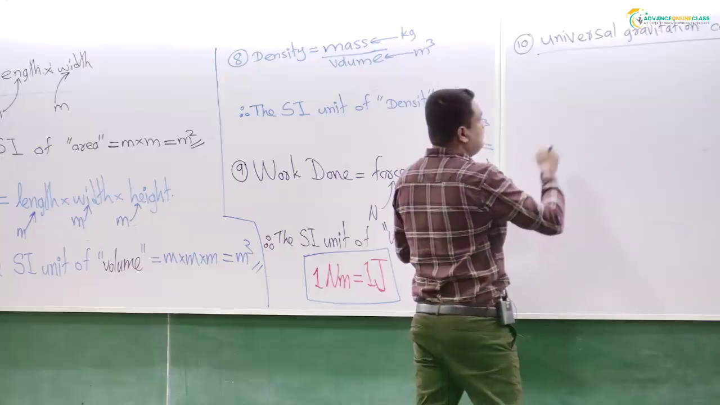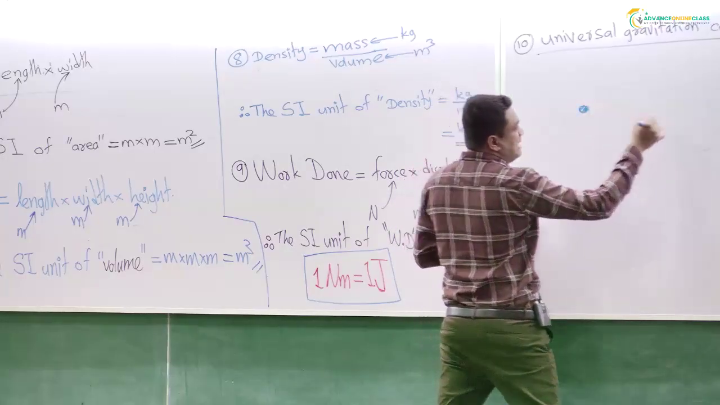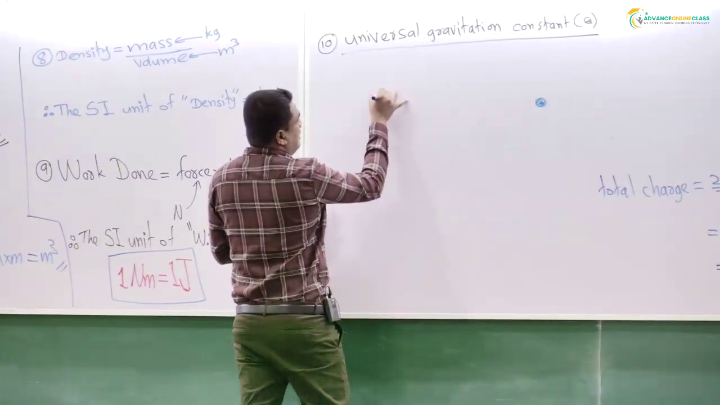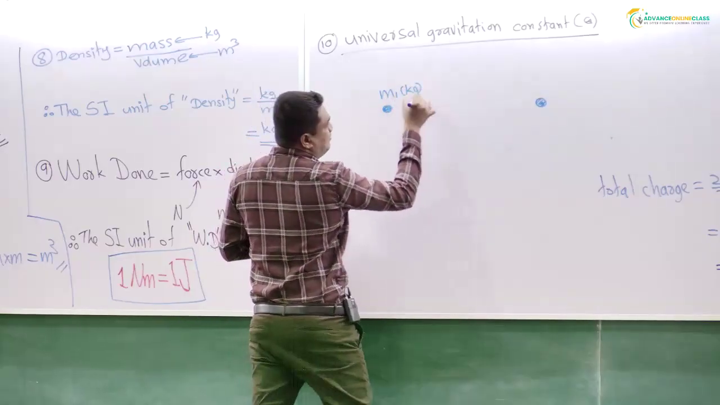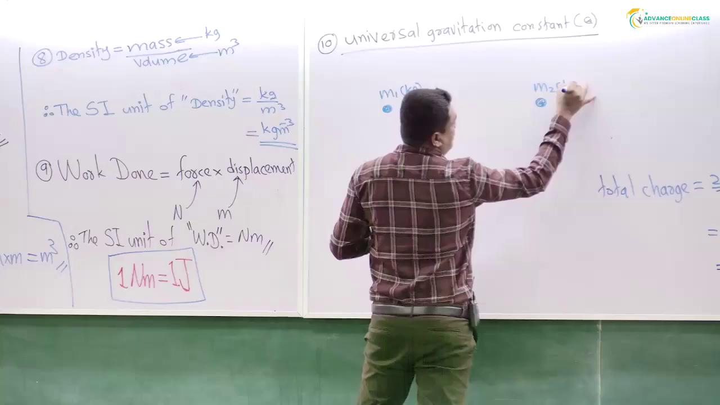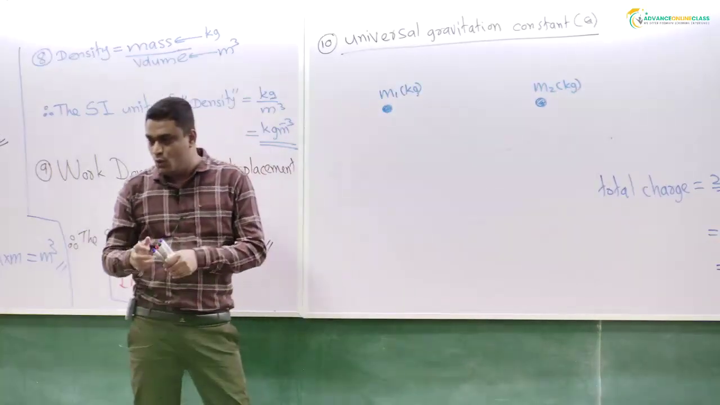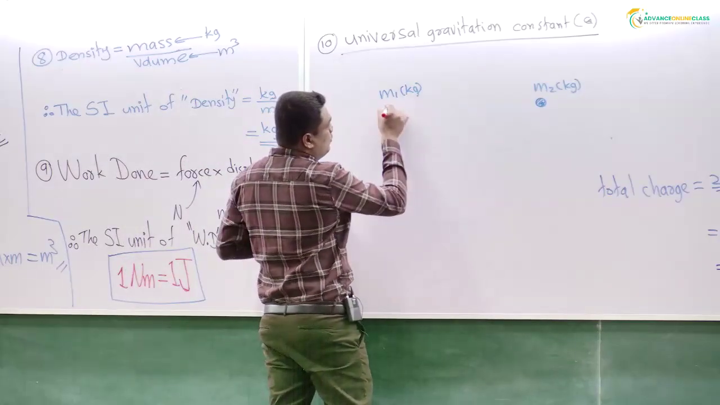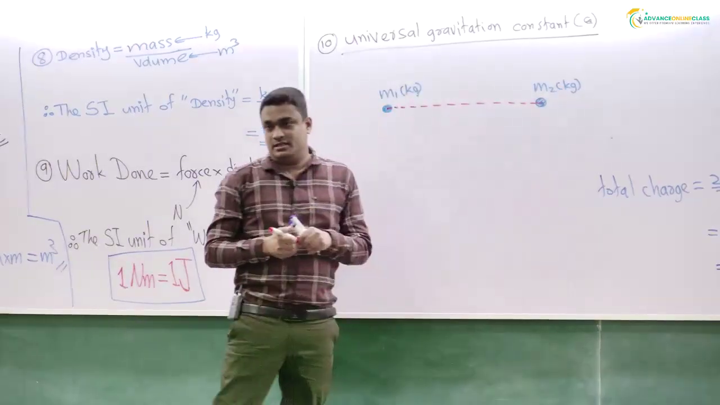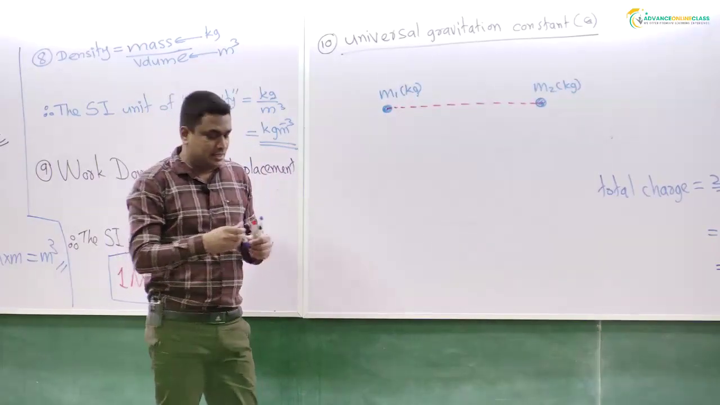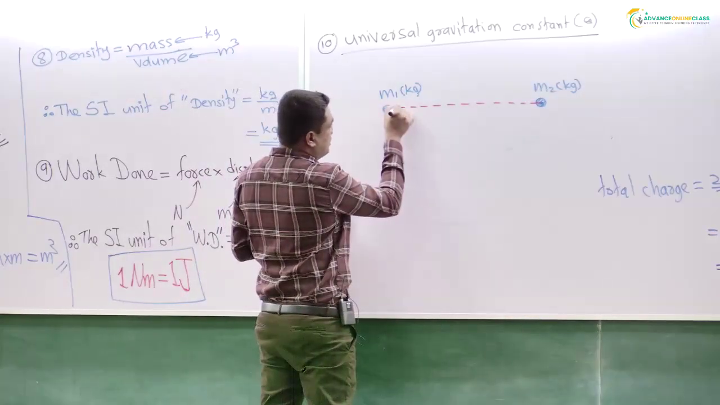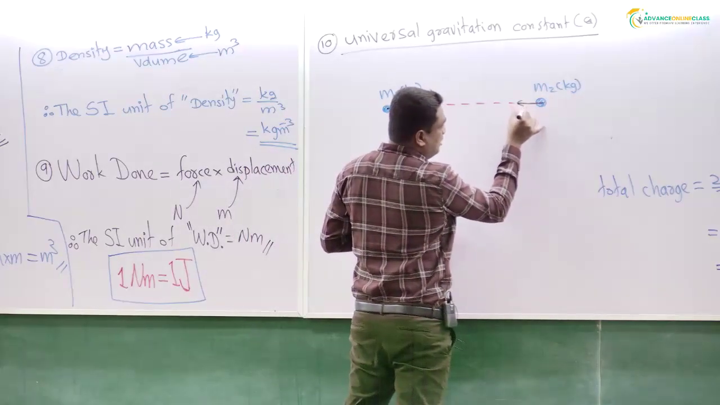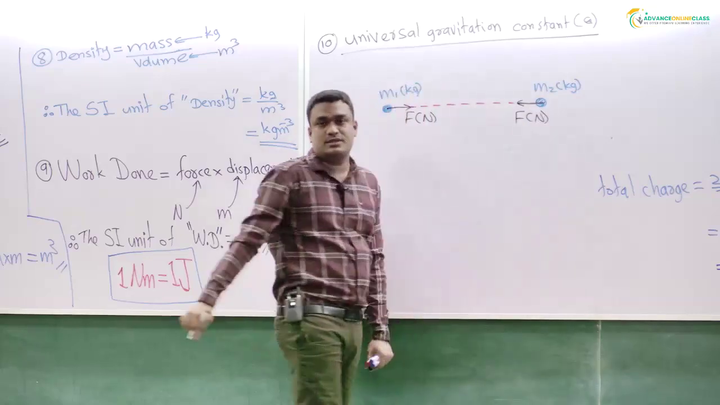Look at the board. Let's say there are two masses in the universe. The mass of the first object is m1 kilogram. The mass of the second object is m2 kilogram. Then Newton found that the two masses are attracted to each other by a force. Newton named that force gravity, or gravitation attraction force.